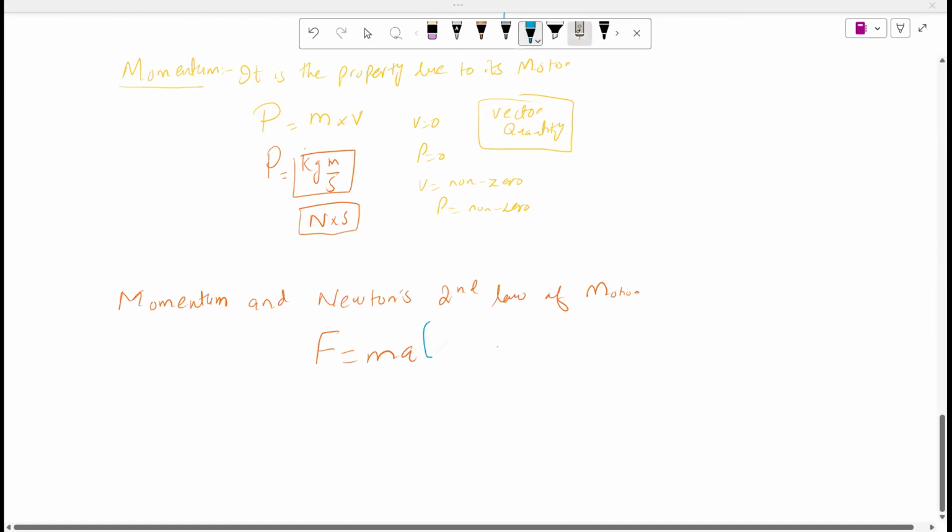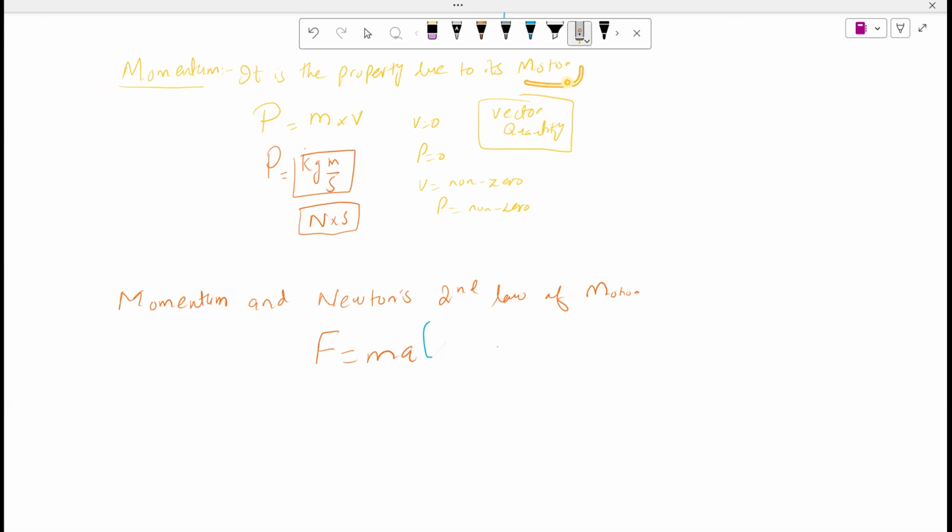So far we have discussed that momentum is the property of a body due to its motion. So as long as the object is moving, it will have momentum. If the object stops, its momentum will become zero. Momentum has a symbol of P and the formula is given as m into v. So if velocity is zero, that is the object is at rest, its momentum will also be zero. If the object is moving with some velocity, it will have some kind of momentum. And momentum is a vector quantity.